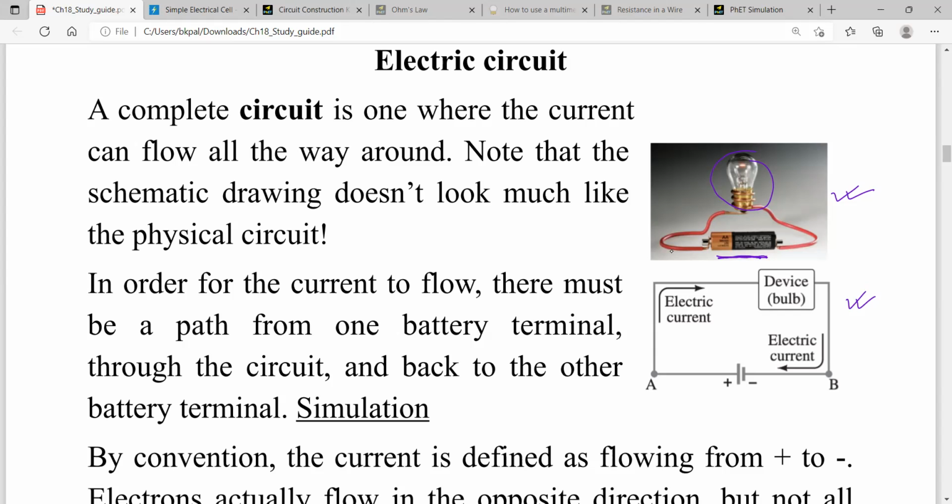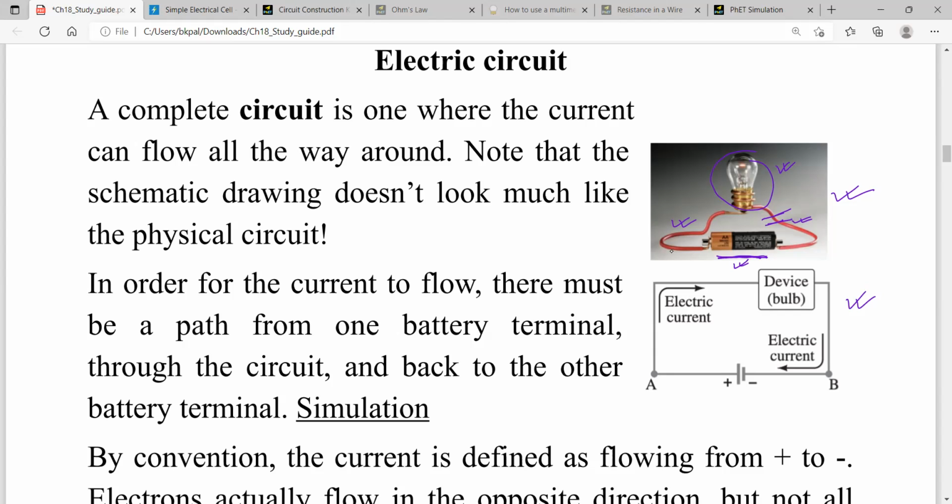And they should be connected by conducting wires. Here these are conducting wires. If it is not conducting, then it is not a circuit. I mean, the current cannot flow through them. And if there is a broken wire, if it is not completely connected, again it is not a circuit. Circuit means it should have a battery, I mean the source of potential difference, it should have a device, and they should be connected completely with conducting wire. Then we can call it a circuit.